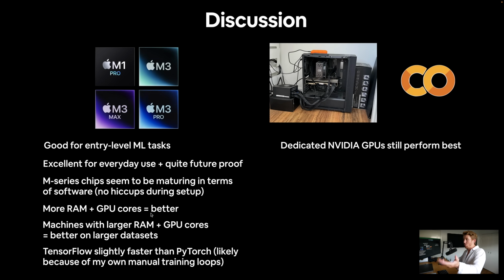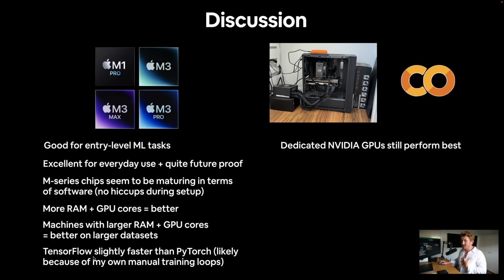More RAM and GPU cores equals better. We kind of knew that from the start. Machines with larger RAM and GPU cores equals better on larger data sets. That makes a lot of sense. Larger RAM means you can store bigger models, use bigger models, larger batch sizes. More GPU cores means you can crunch numbers faster.